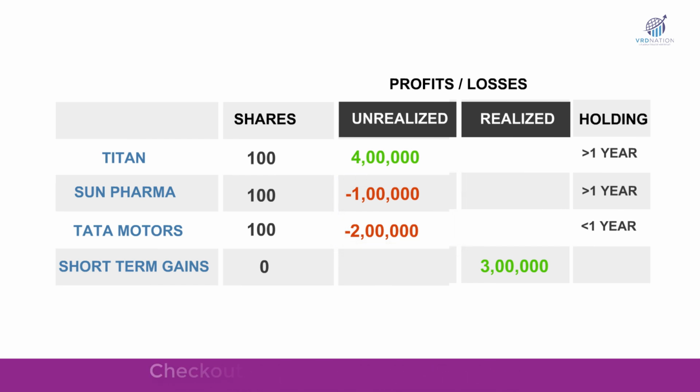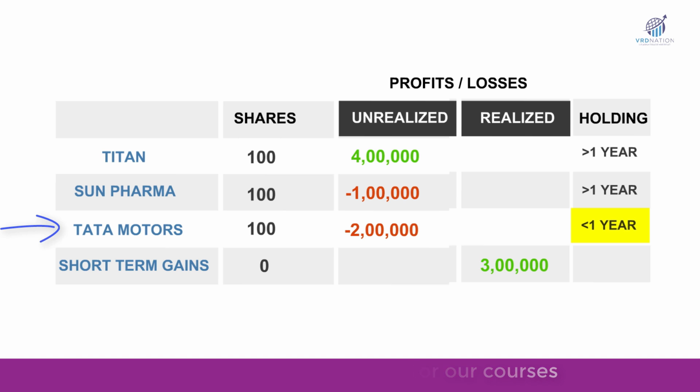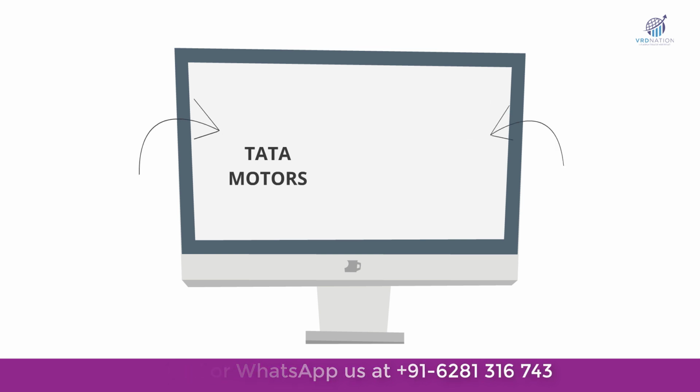Now since we have to offset short-term gains, we have to incur a short-term loss, meaning that the shares that we have been holding for less than a year. Therefore, we will have to choose Tata Motors. Now go to your trading account, let's say Zerodha, from where you originally bought the shares of Tata Motors, and you place 2 orders, not 1, but 2.